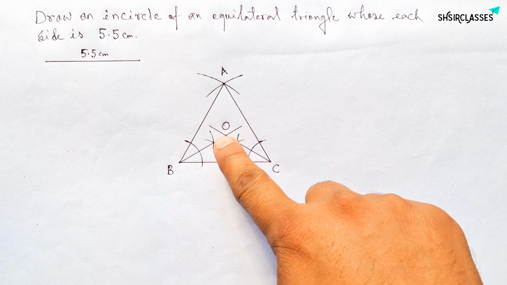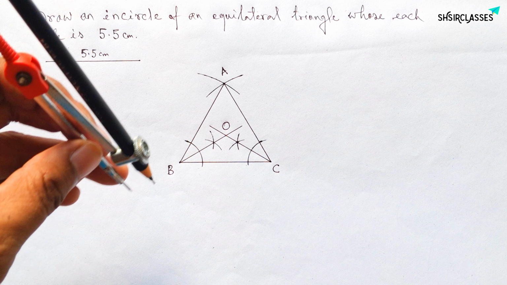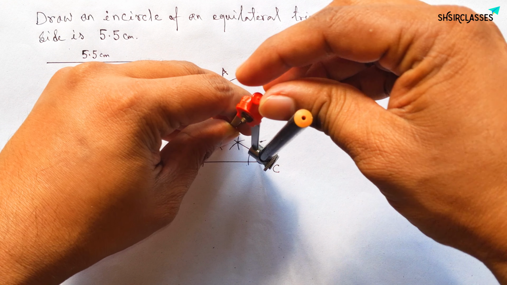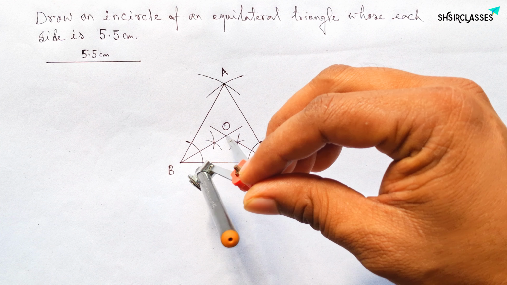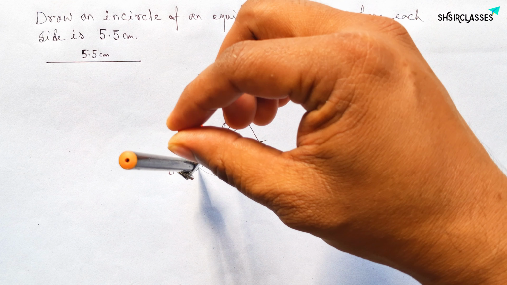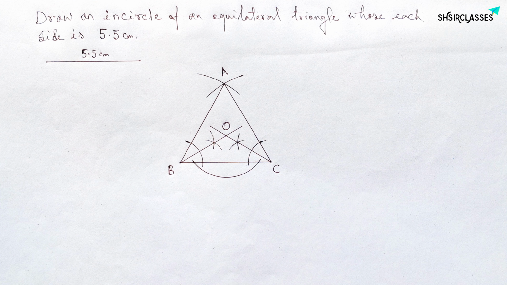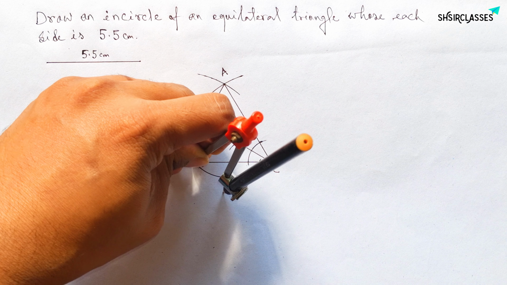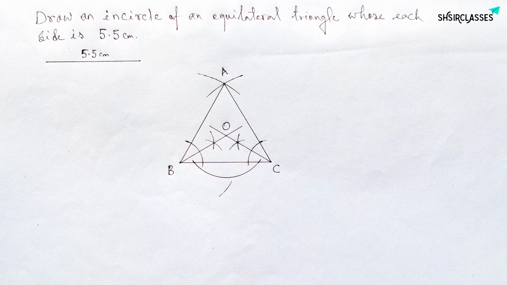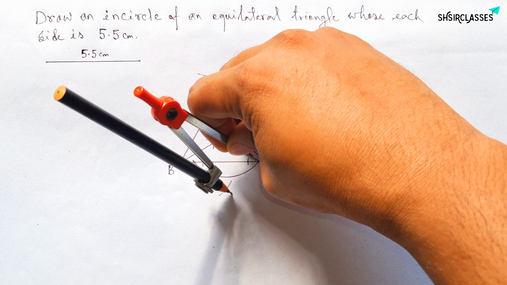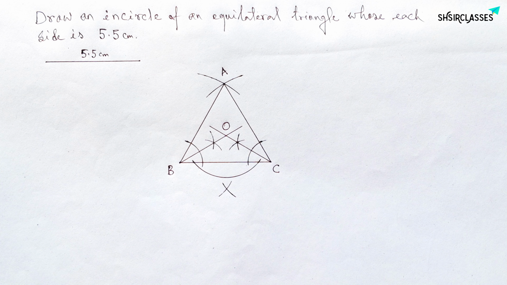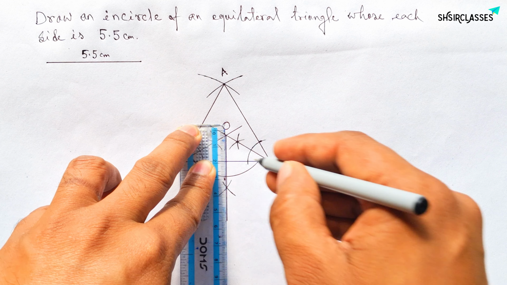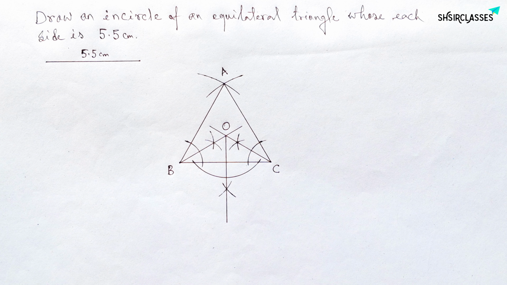Now draw here a perpendicular line from the point O to the line BC. So putting the compass on the point O and taking length by this way and drawing here an arc. Now putting the compass here and taking same length and draw here an arc. Again with same length, putting the compass here and cut here. Now joining this, and this is a perpendicular line to the line BC from the point O.